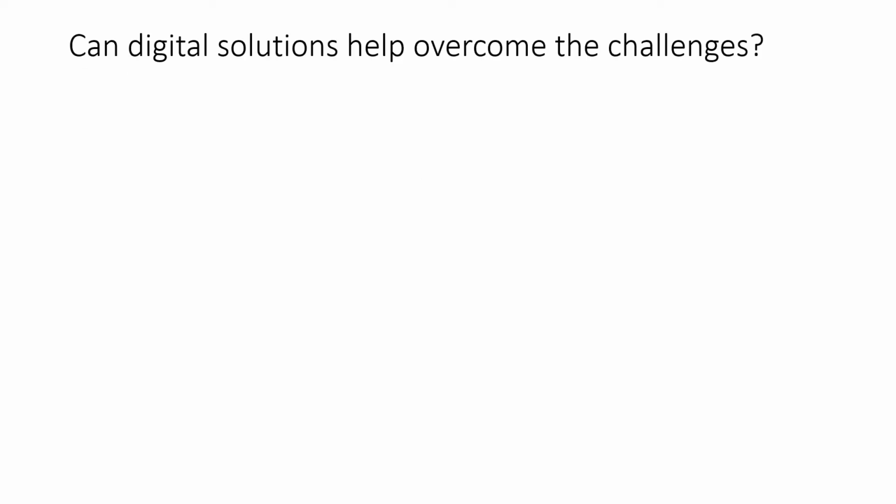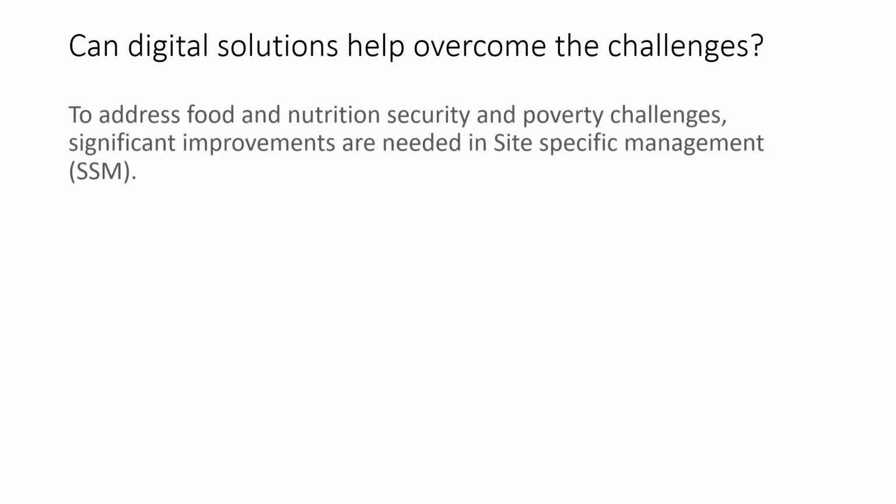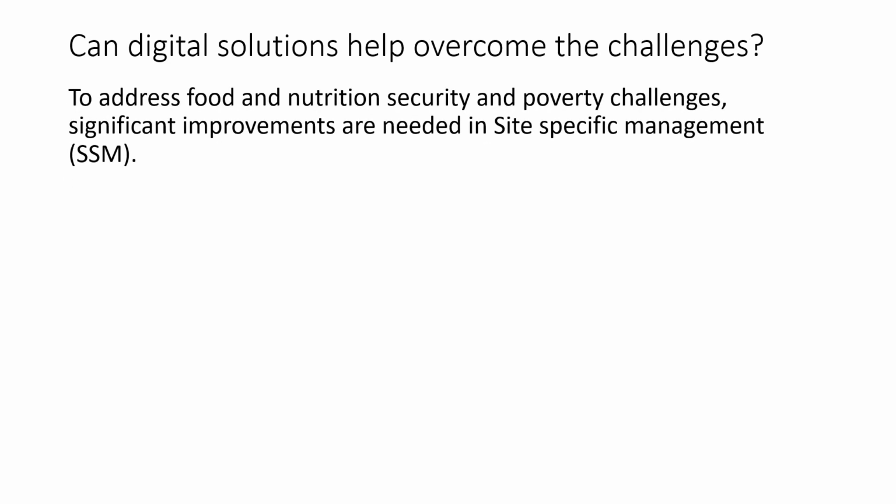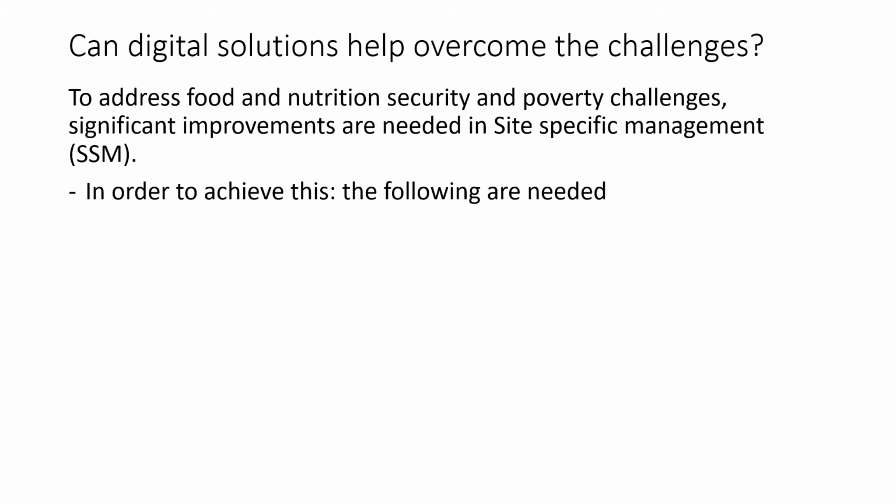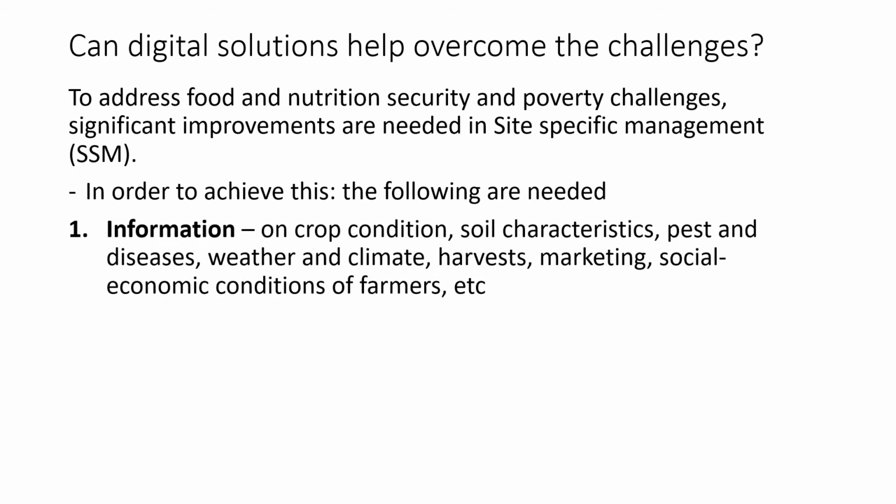Good. So the question that we need to ask ourselves is: can digital solutions really help overcome these challenges? To address the food and nutrition security and poverty challenges, significant improvements are needed in site-specific management. Now, if we wanted to achieve this, we will need to have the following. The first one is the information.